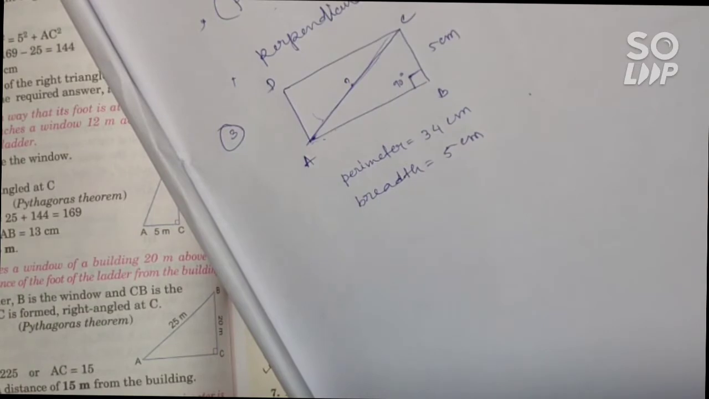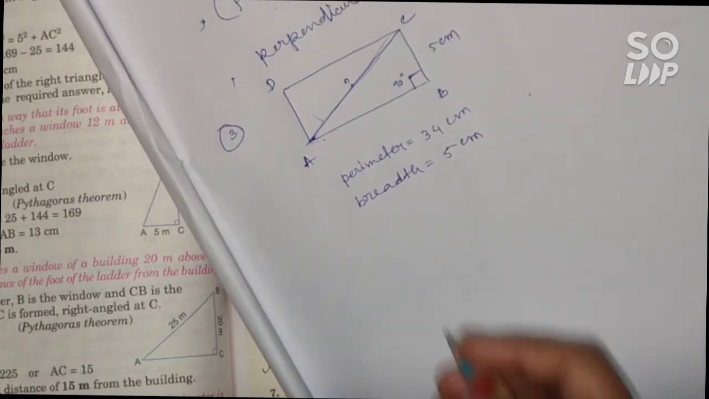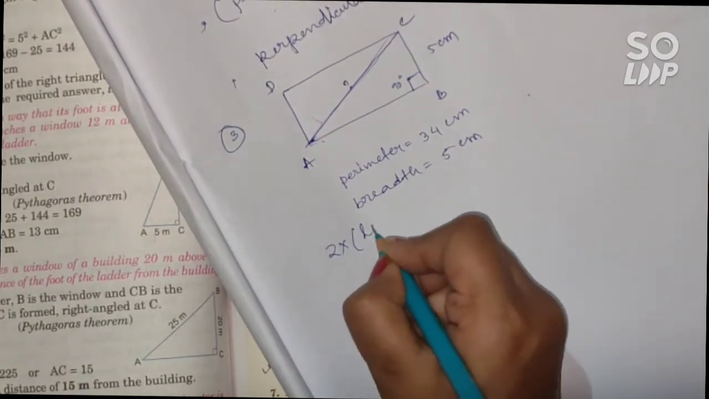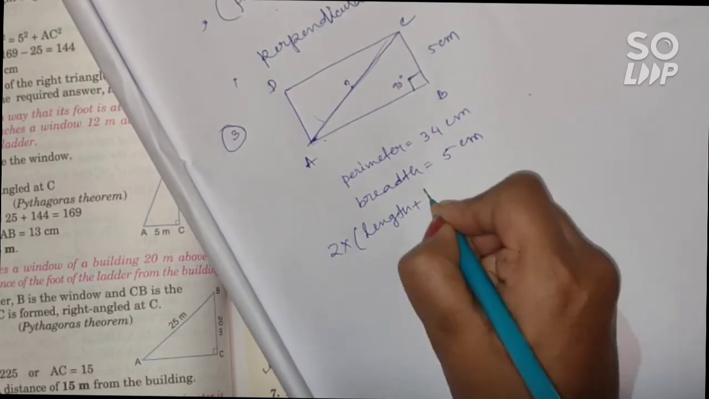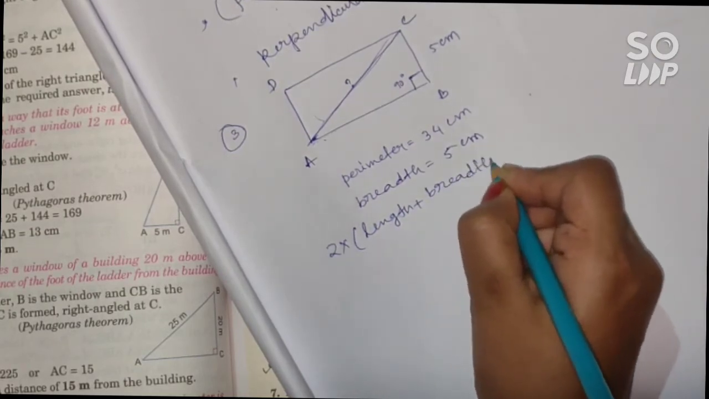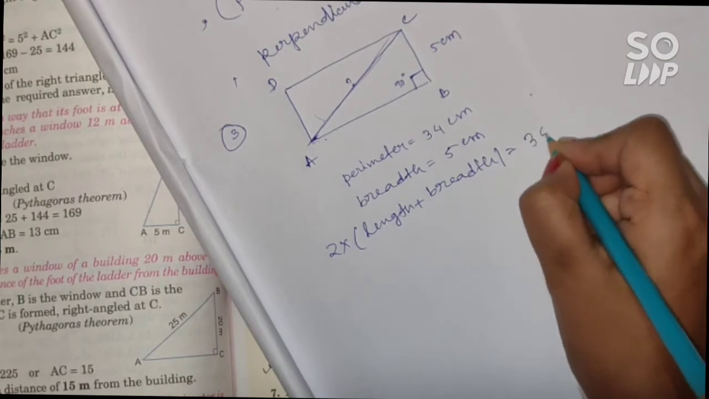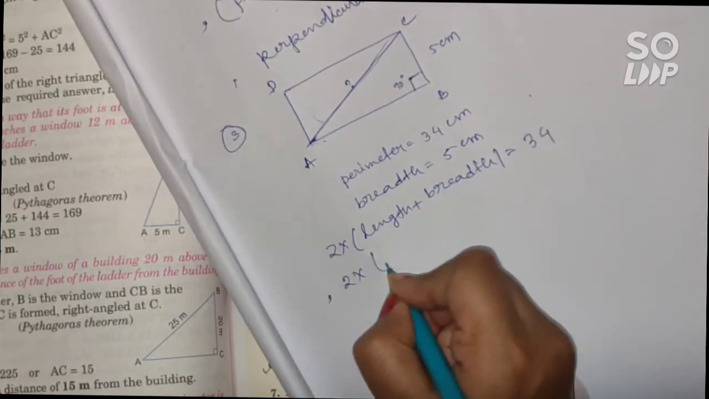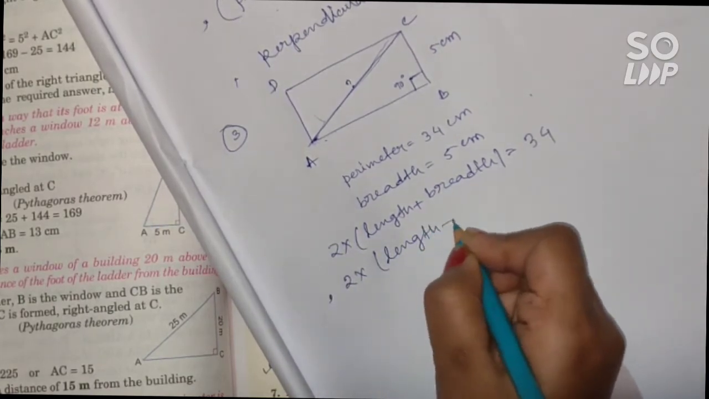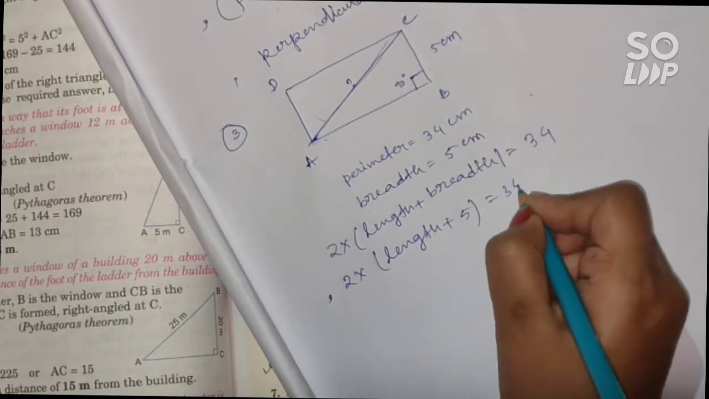You know that the perimeter of a rectangle is 2 into length plus breadth. This is a very important question. That is equal to 34. 2 into length plus breadth 5, that is equal to 34.